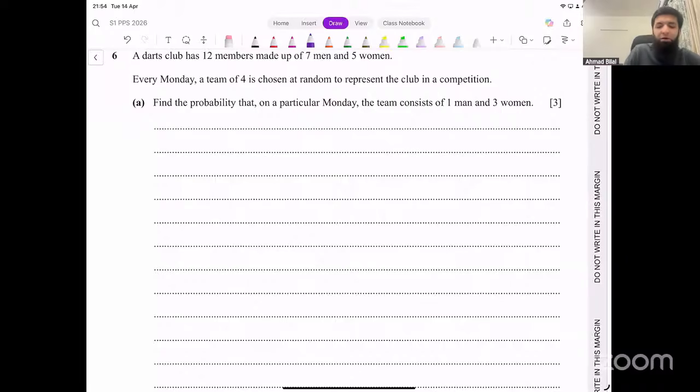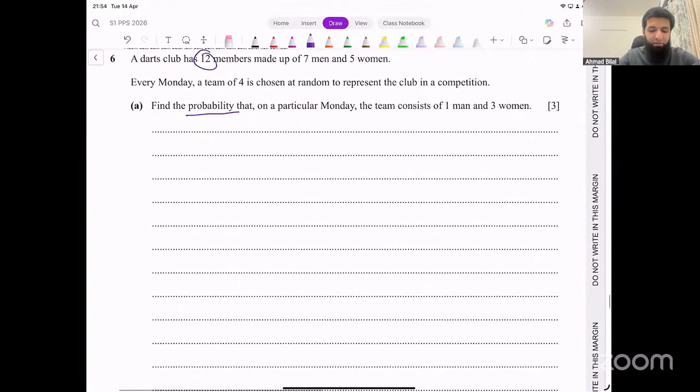Okay, we need to find the probability that the team consists of 1 man and 3 women. The team is selected randomly from these 12 members. If there was no condition, what would be the total number of possible selections? Out of 12, select 4 people. That will be 12C4. That's what the denominator would be.